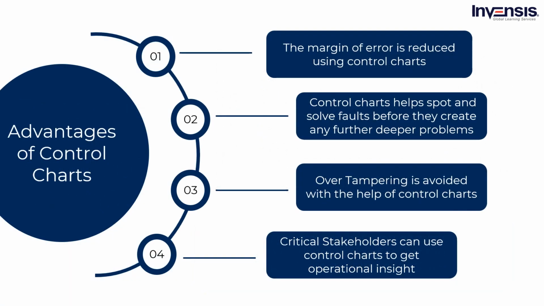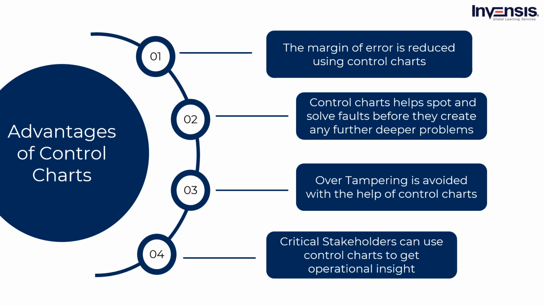Now, talking about the advantages of control charts. The first benefit is that the margin of error is reduced using control charts. Next, control charts help the operators spot and solve faults before they create deeper problems in processes and products, since they show what's going on in a production line in real time. This helps eliminate the requirement for product rework or additional costs to repair an offering.